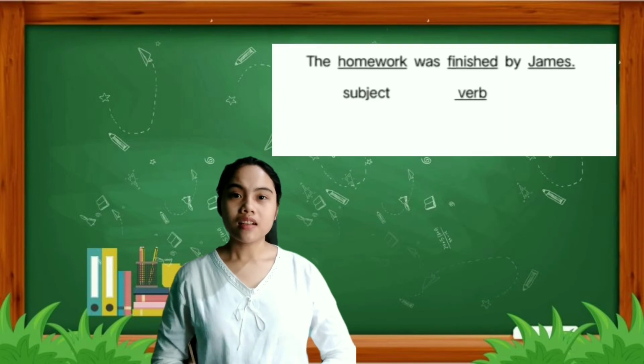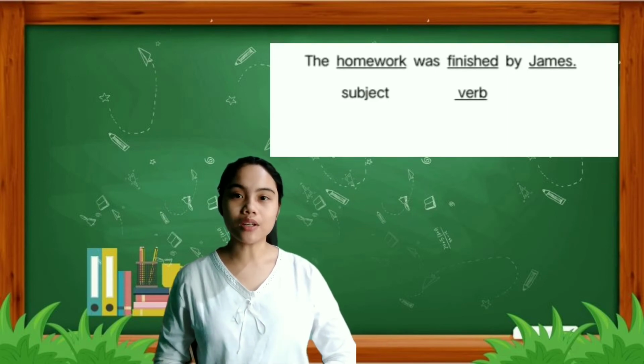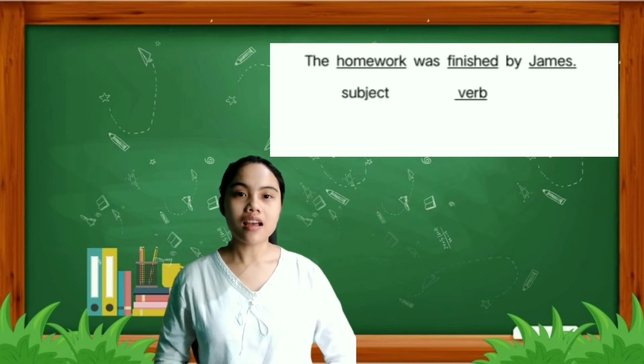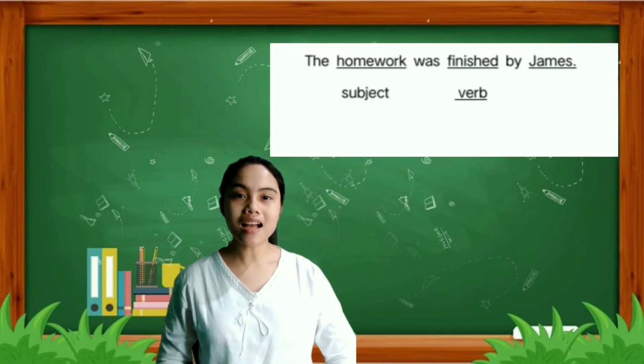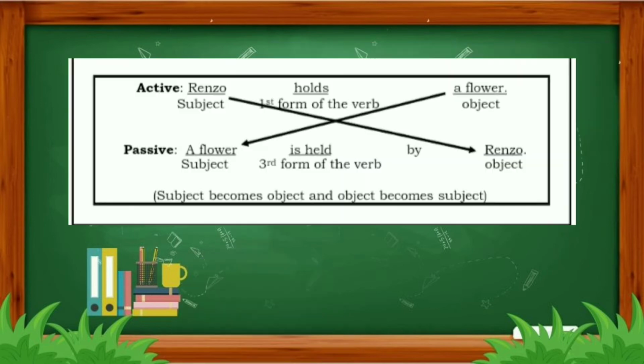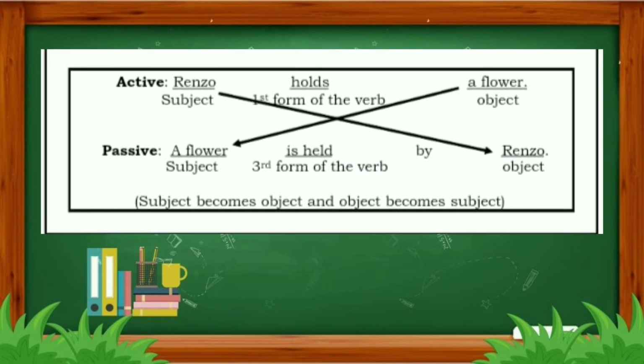Another example, the homework was finished by James. In this example, homework is the subject and finish is the verb. James is the one who did the action of finishing, and homework is the entity on whom the action is done. Here's a diagram for your better understanding of the difference between active and passive voice.